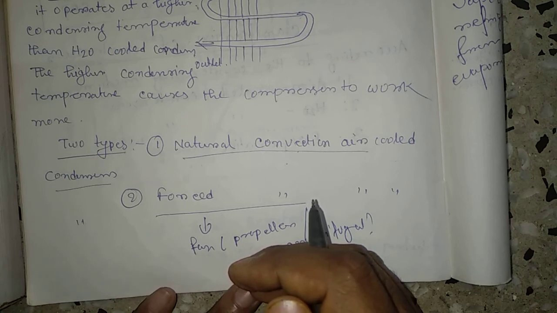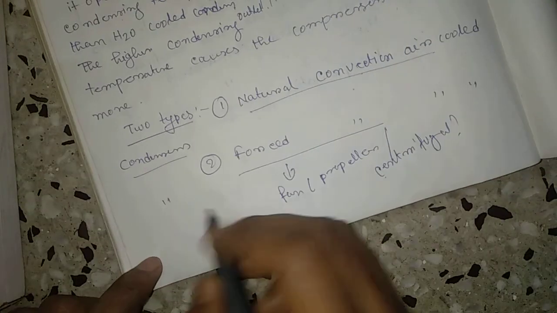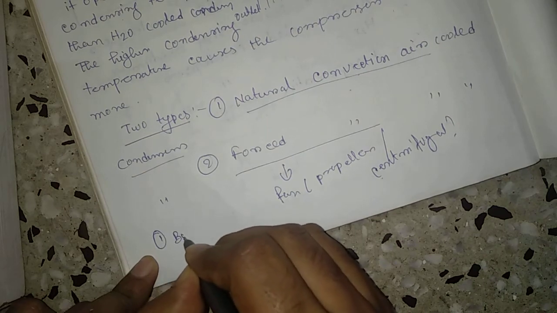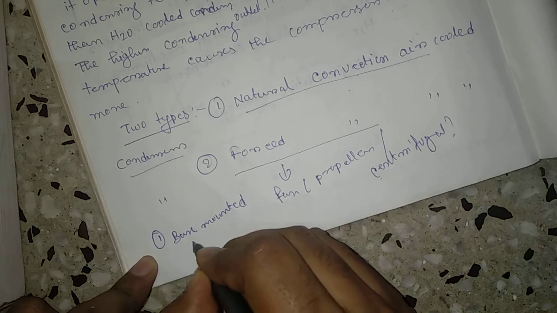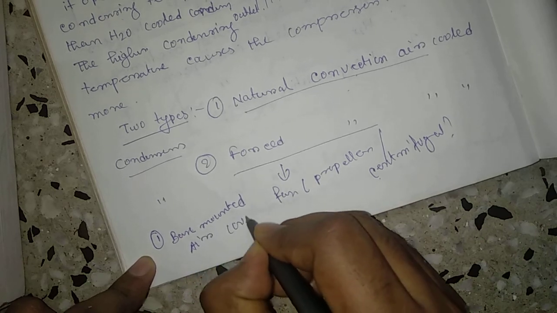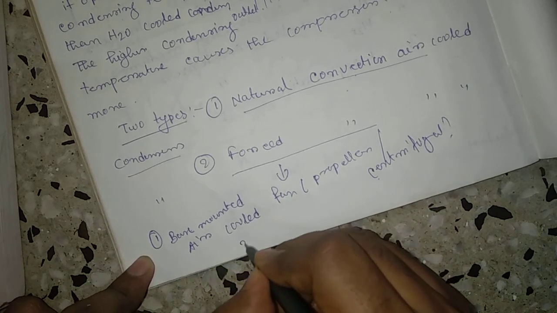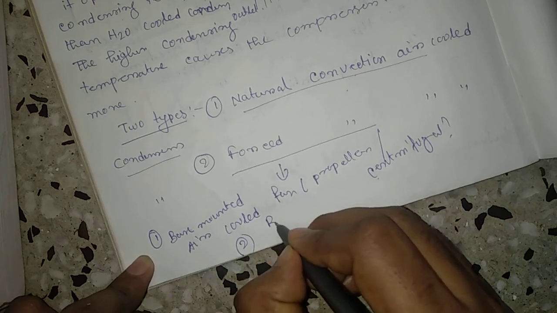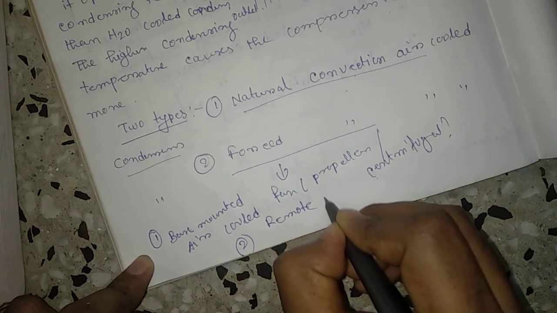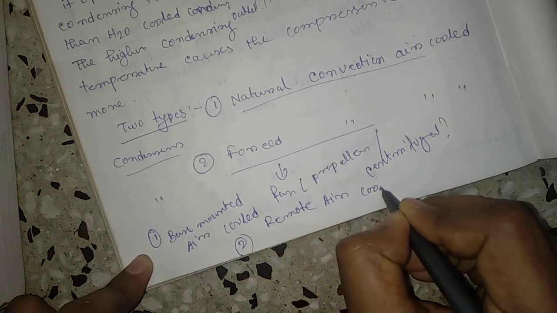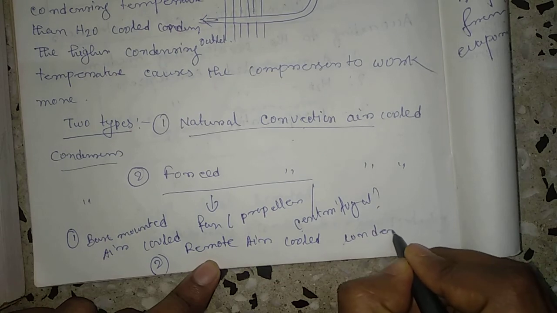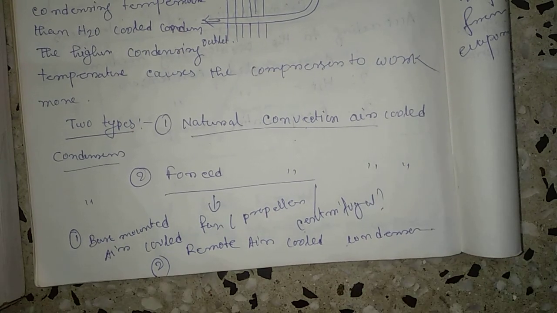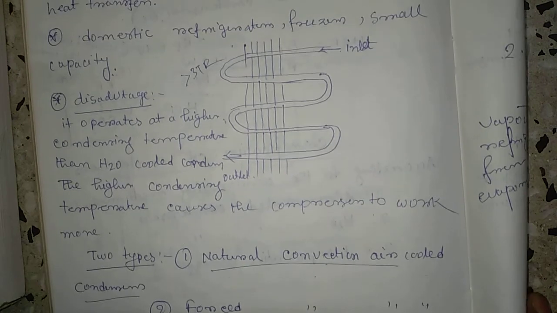Basically, there are two types of forced convection condenser. One is a base-mounted air-cooled condenser, and the other is a remote air-cooled condenser. Just note down this point. So these are the short notes on air-cooled condenser.